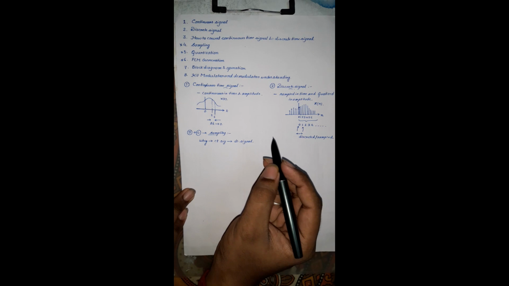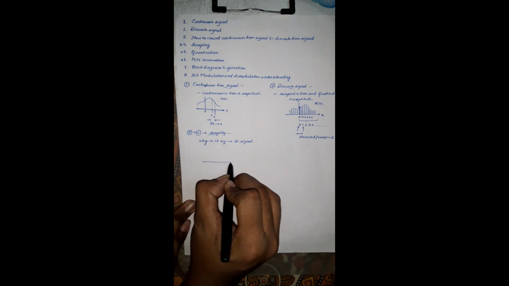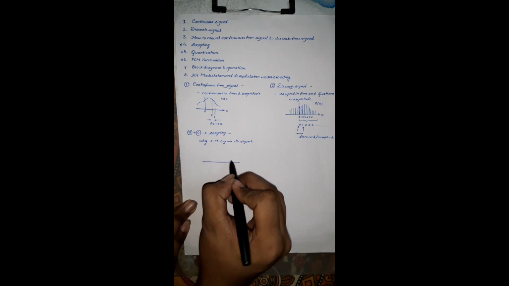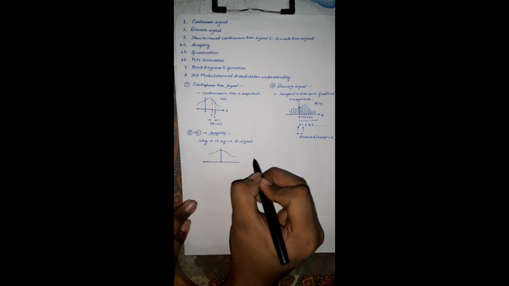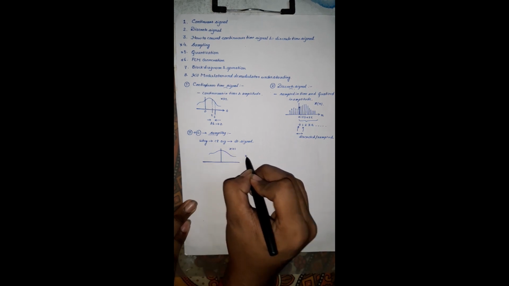So that's why we are studying how to convert the continuous time signal to the discrete time signal. To convert the continuous time signal to the discrete time signal, we will do sampling. Now, how to do sampling? Let us see it pictorially. This is a continuous time signal, that is x(t).